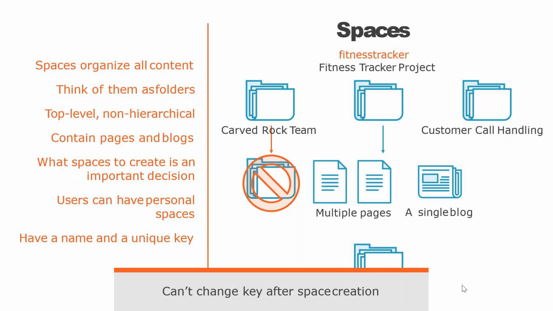So here you see in the image you have three spaces, and inside a space you cannot have a space. Inside the space you can have multiple pages and blogs and so on. So a space organizes all the content in Confluence. Think of it as a folder. It's a top-level element. It's non-hierarchical. It contains pages and blogs, and what space to create is an important decision. Users can have their own personal space as well. Every space has a name and a unique key.